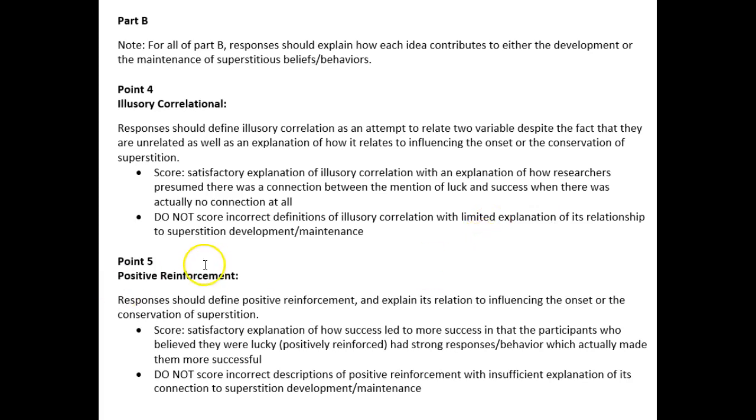For the next concept, positive reinforcement, students should have some mention of positive reinforcement, what it is, obviously receiving some type of extrinsic motivation. And they should be able to connect that to the idea of creating or impacting superstitious beliefs and behaviors, or the maintenance of the superstition.